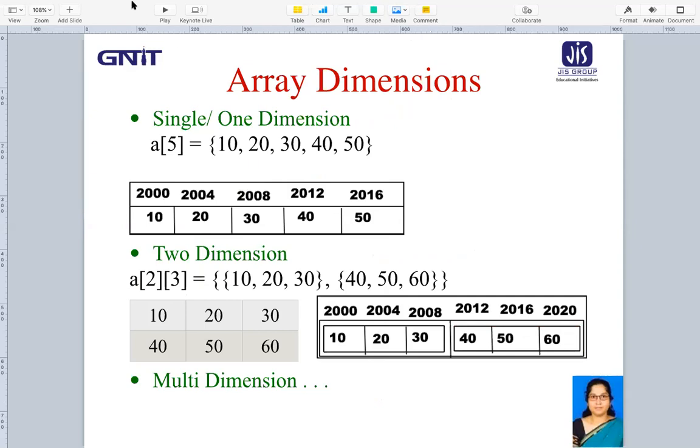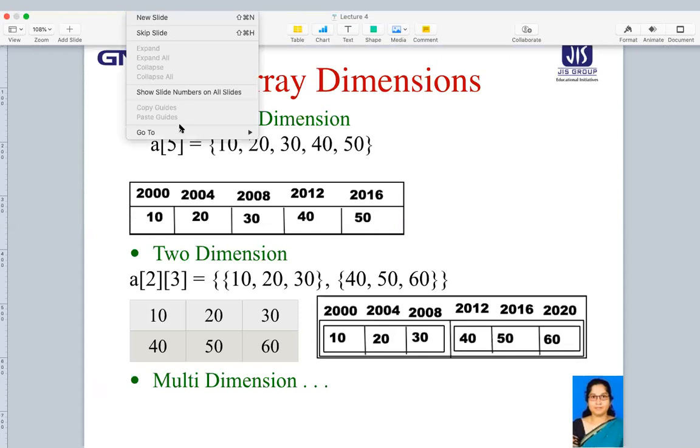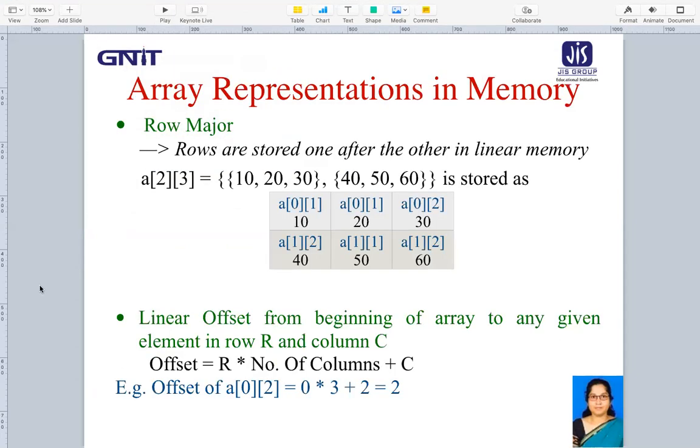So let us now go to the memory representation. We have learned about this because we have studied the C programming language. So we are seeing that the elements are arranged like this. What is this actually called? There are array representations in memory. There are two types. The first one is row major. What is row major?